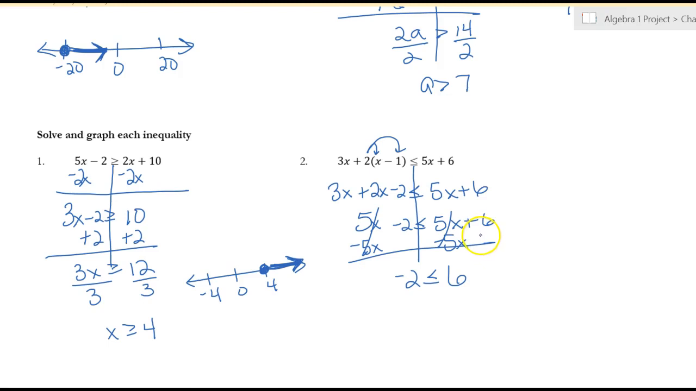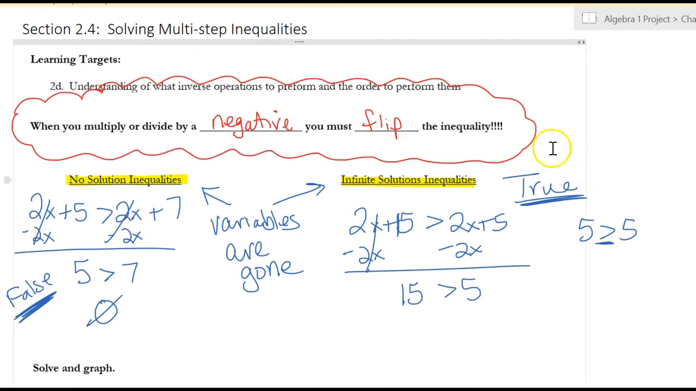So this is either a no solution or an infinite solution. And the way you tell is if it's true or false. Well, negative 2 is smaller than 6, so this is a true statement. So this is all reals or infinite solutions. Okay, so remember you solve the inequalities just like you solve equations, except for this step. If you multiply or divide by a negative, you have to flip the inequality.